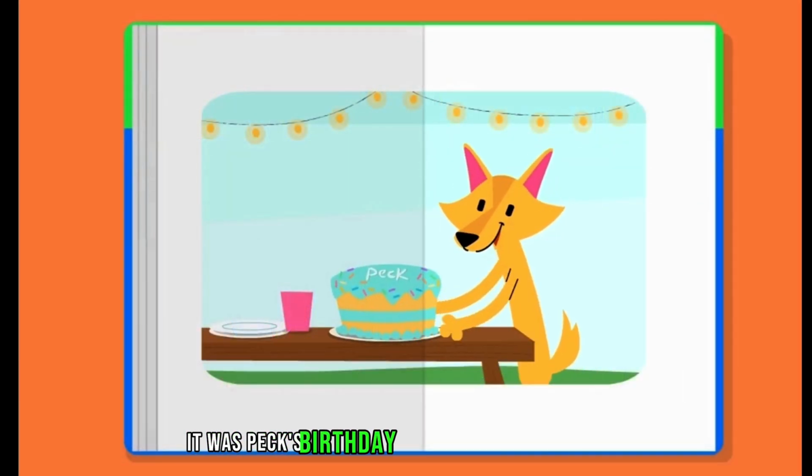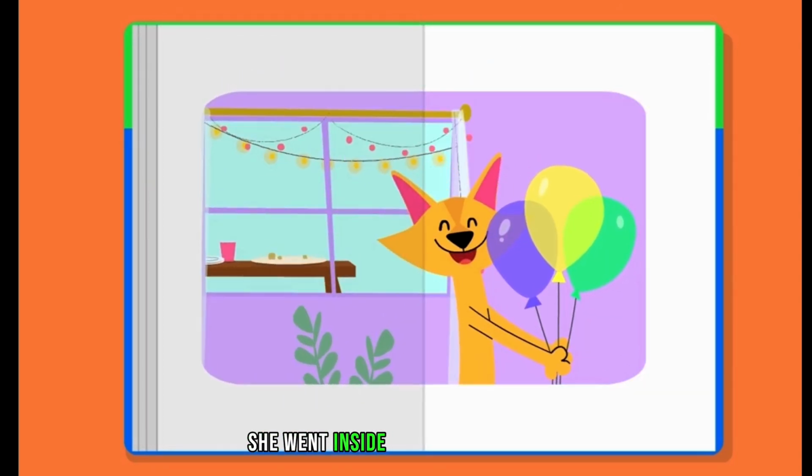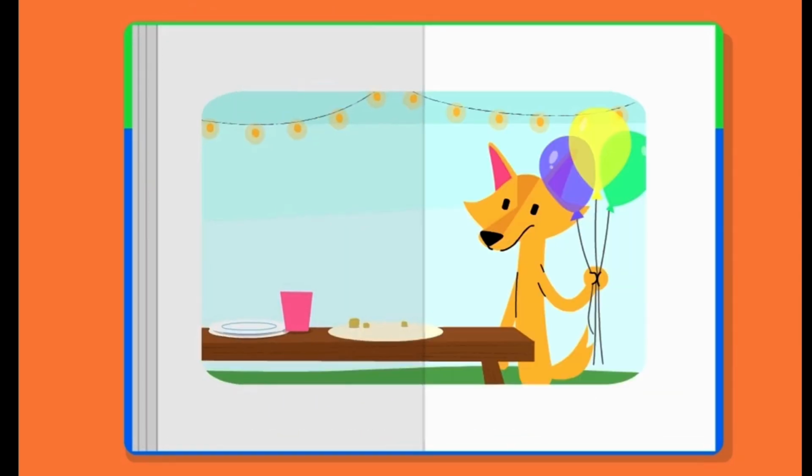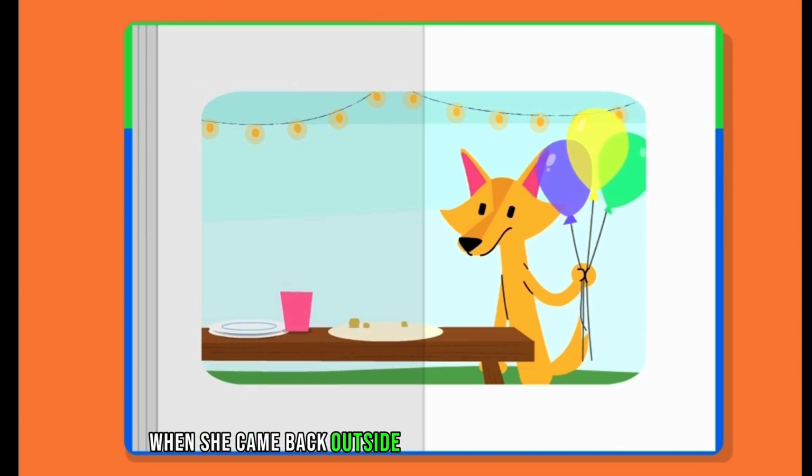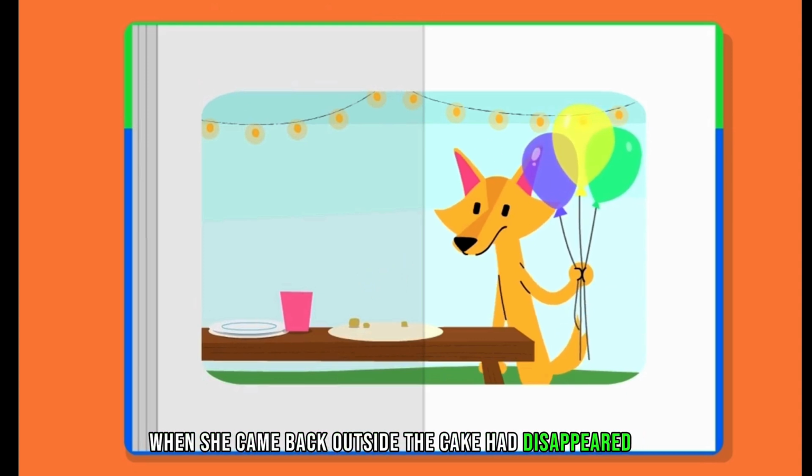It was Peck's birthday, and Sandy made a cake. She went inside to get balloons. When she came back outside, the cake had disappeared.